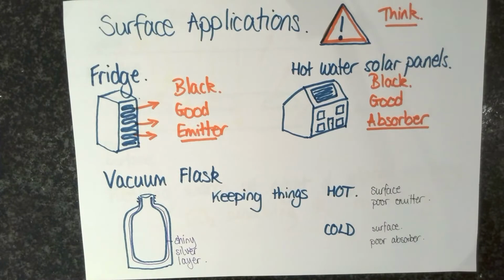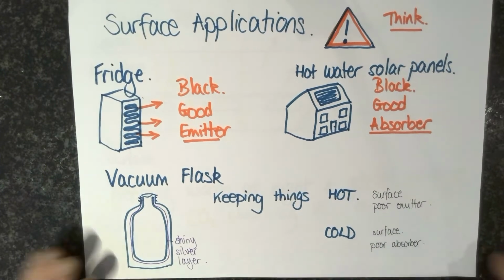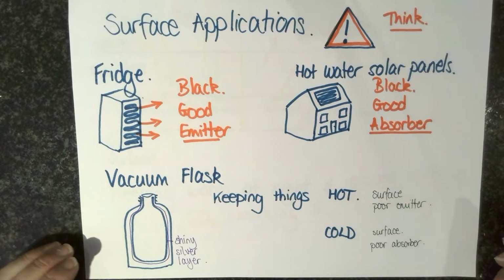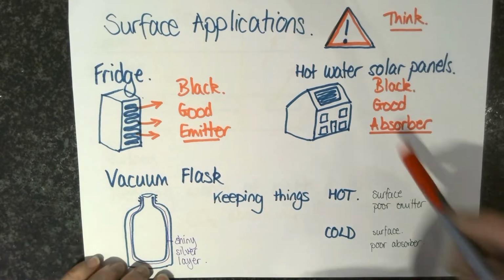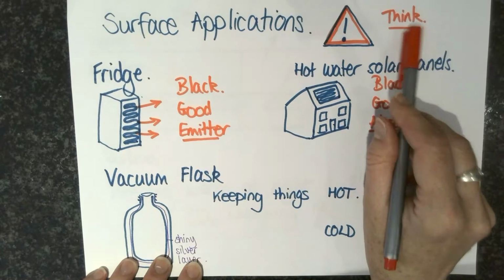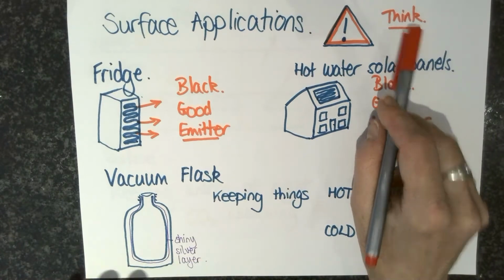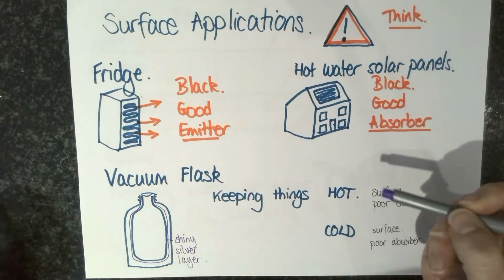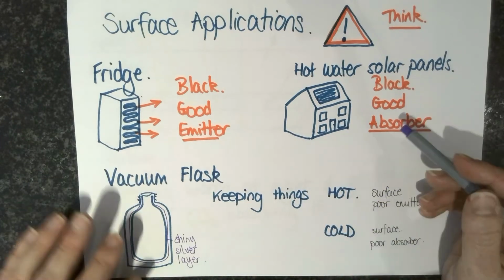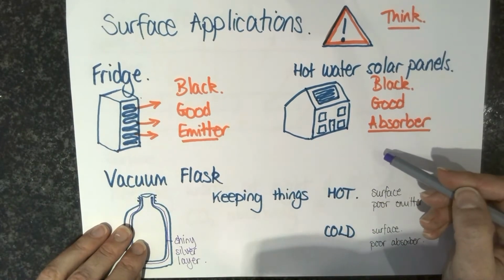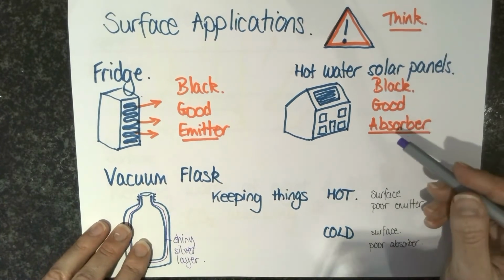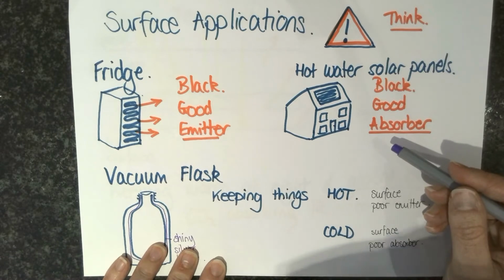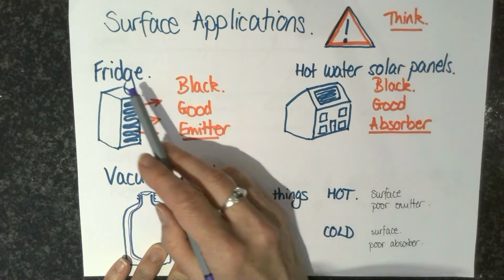Now, we often get questions where we have to think about the surface application and therefore which colour we would use and why. I've put a warning triangle here and said think, because this is where a lot of people lose marks in their exams. They'll simply write that something should be black because it's a good emitter and absorber of infrared radiation, but they need to be specific for the surface and the application that's being talked about. So let's think about the fridge.